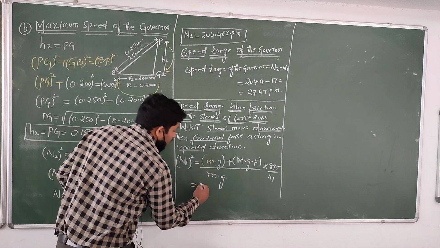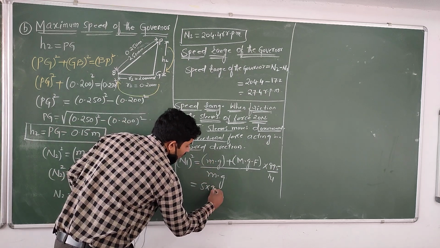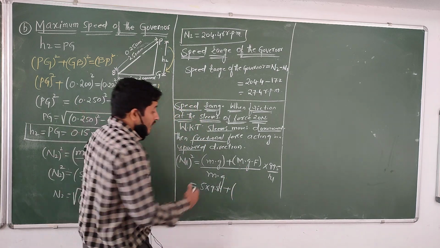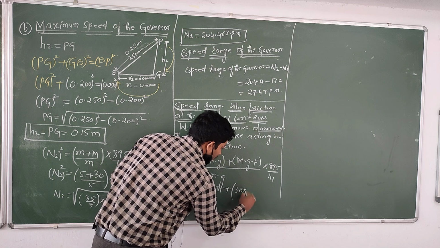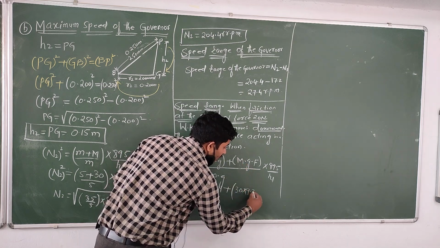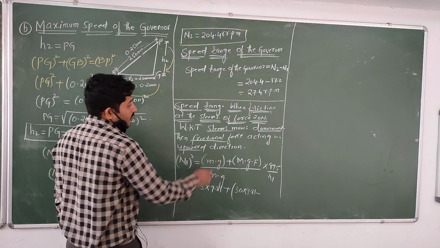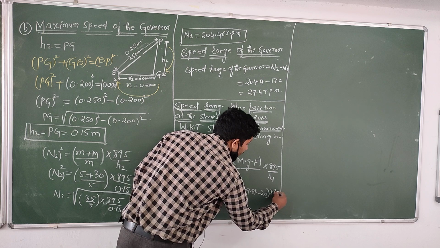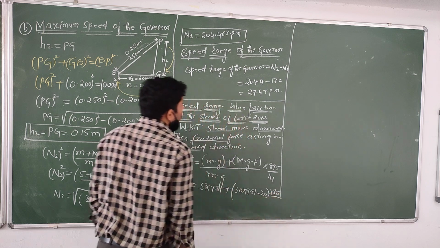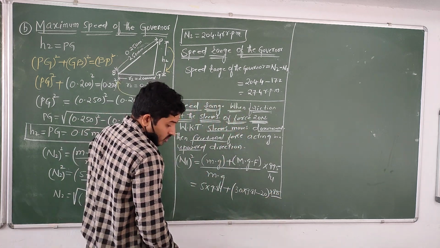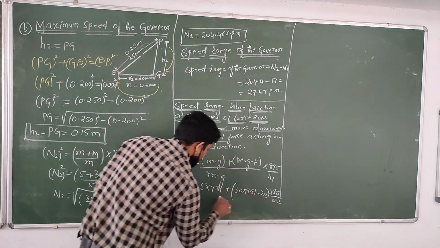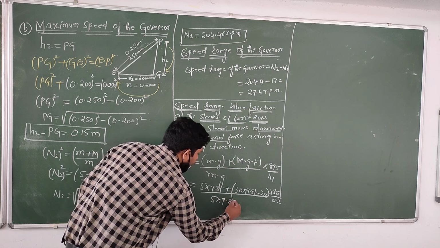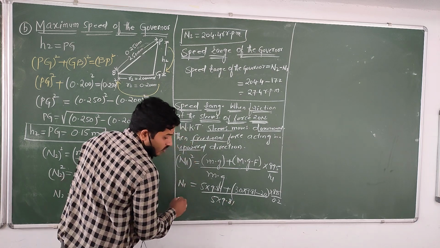Then mass is how much is there? Mass is 5 into 9.81 plus the mass of the central load is 30 into gravity value 9.81. The force, how much is given here? The force is given as 20 into 895 by h1 value. So 0.2 divided by mass is 5 into 9.81. That is the value of N1.